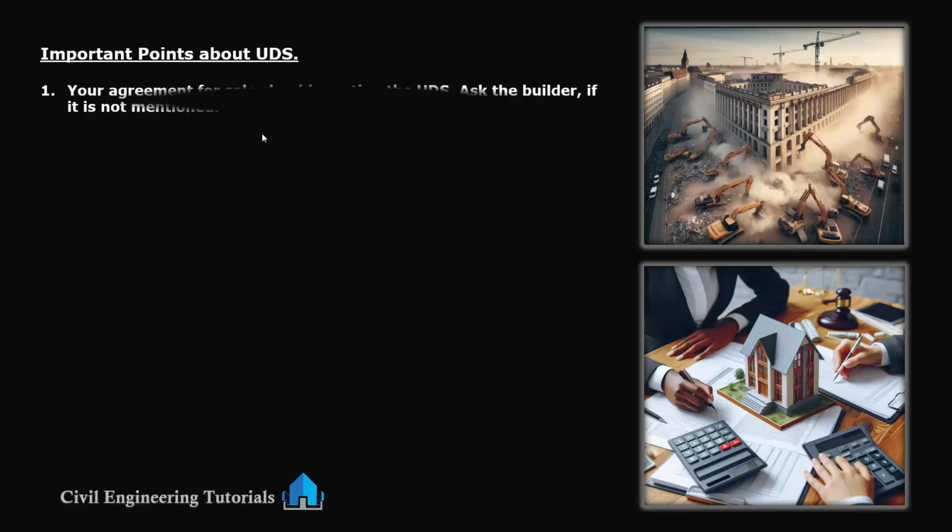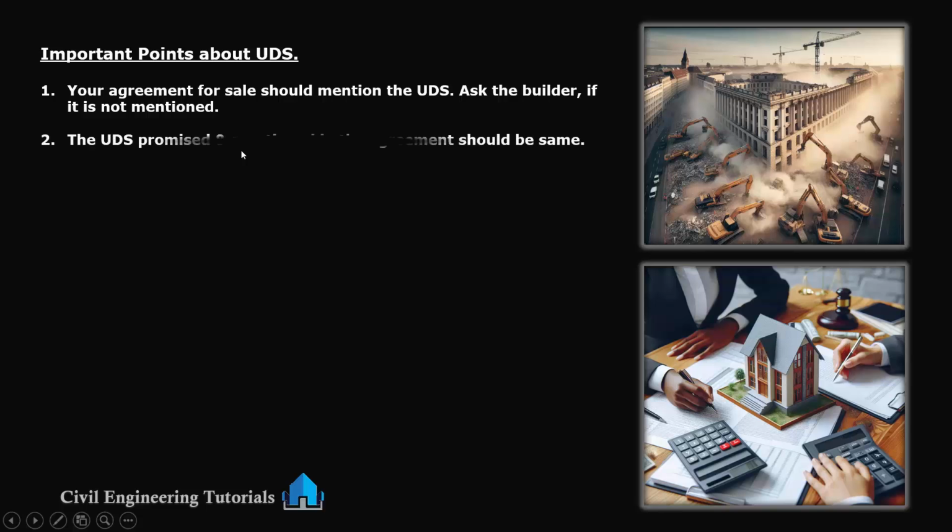The first point: your agreement for sale should mention the UDS. If it is not mentioned, ask the builder. Next, the UDS promised and the UDS mentioned in the agreement should be the same. If they are different, clarify that before registration is done. The same UDS figure mentioned in the agreement must be there in the title deed when the registration is being done. You must look at this.